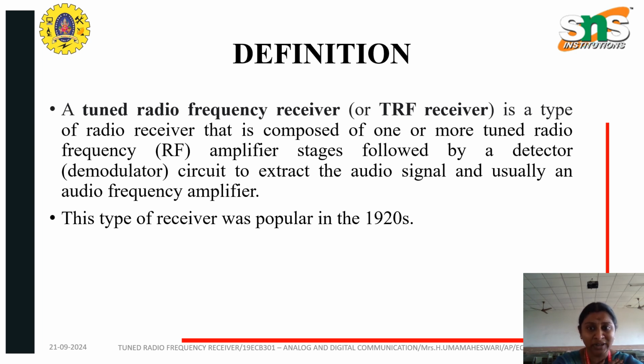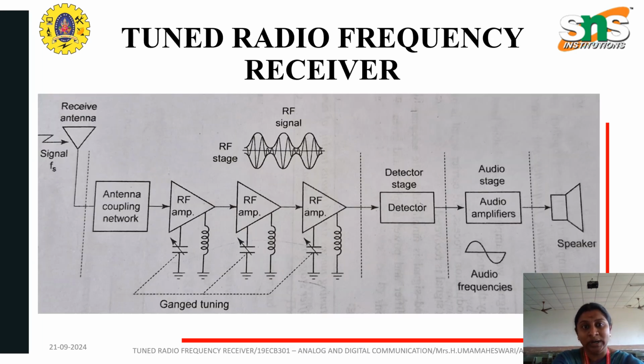A tuned radio frequency receiver is a type of radio receiver that is composed of one or more tuned radio frequency amplifier stages followed by the detector demodulator circuit to extract the audio signal and usually an audio frequency amplifier. This type of receiver was popular in the early 1920s.